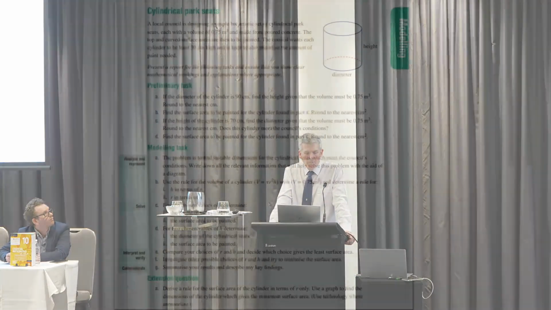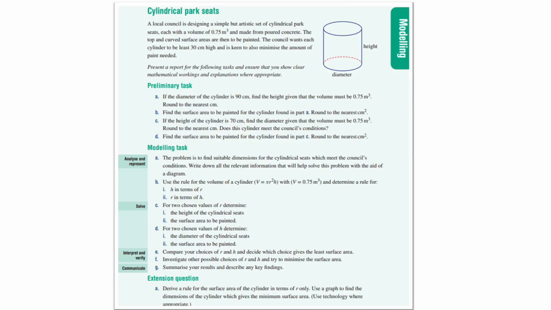This is another example where students are modelling a cylindrical park seat where there's a fixed amount of concrete and they're looking at the surface area and how much space is going to be painted, and looking at the relationship between the radius and the height and considering how much surface area there is if they change that relationship on the fixed volume.